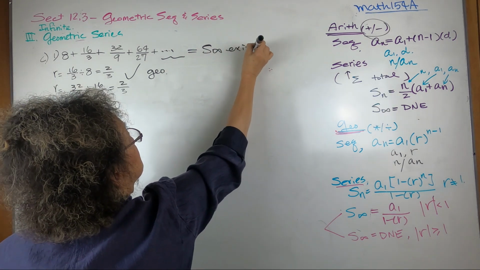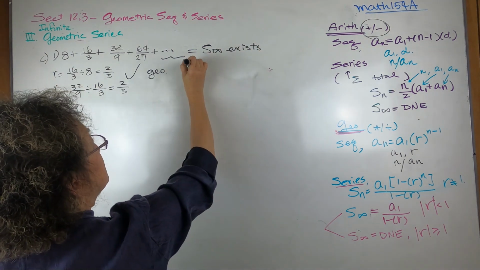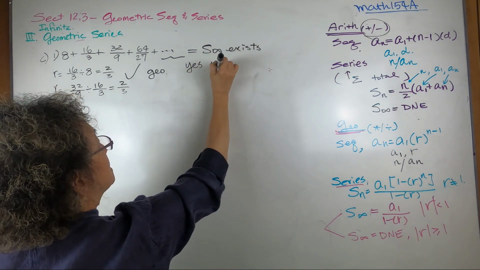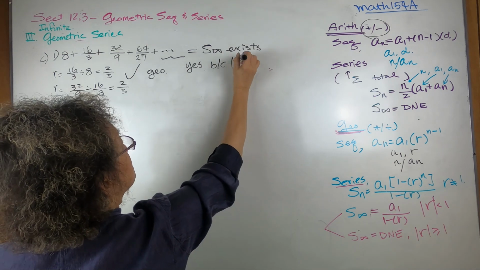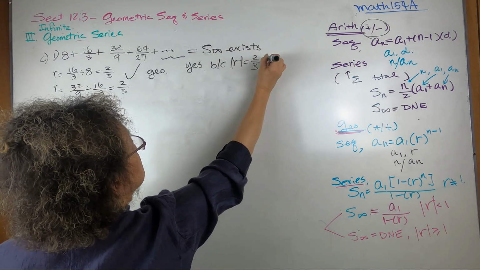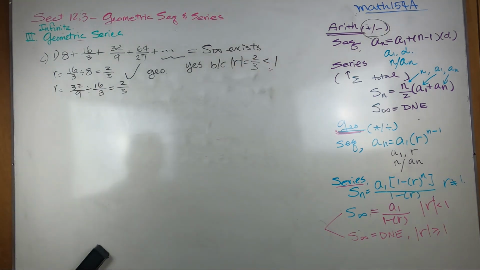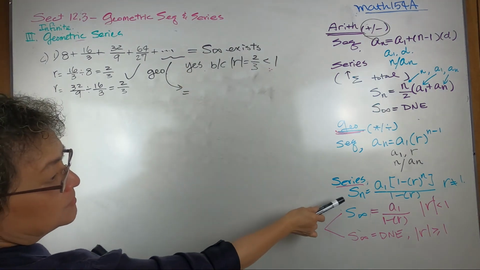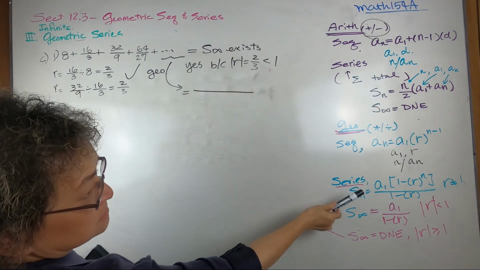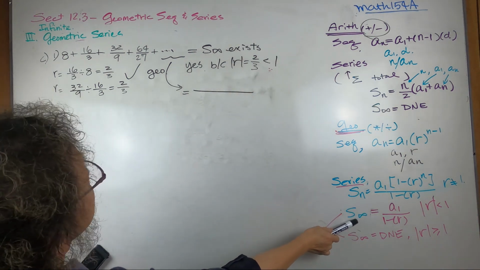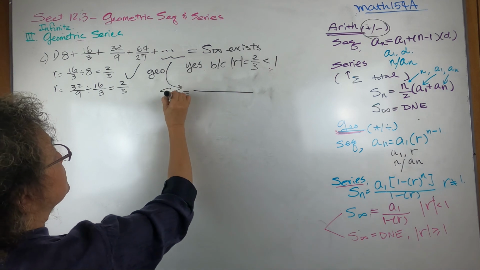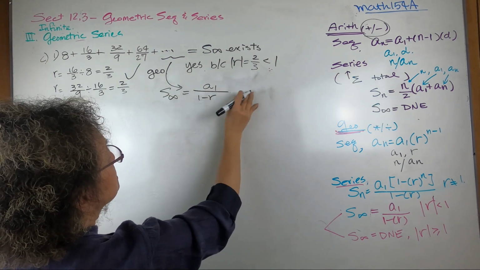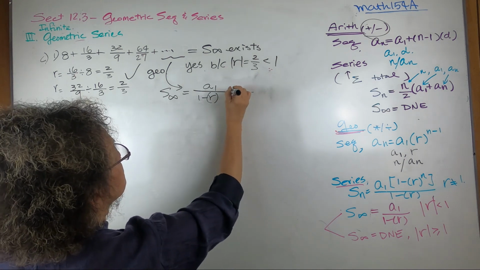Exist? Yes. Why? Because R is 2/3, less than 1. Okay? So we can use the formula. Which one? Infinite, right? Because S infinity is a1 over 1 minus r. Doing that is very easy, okay?